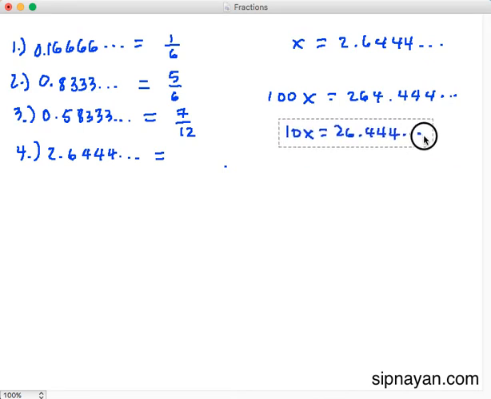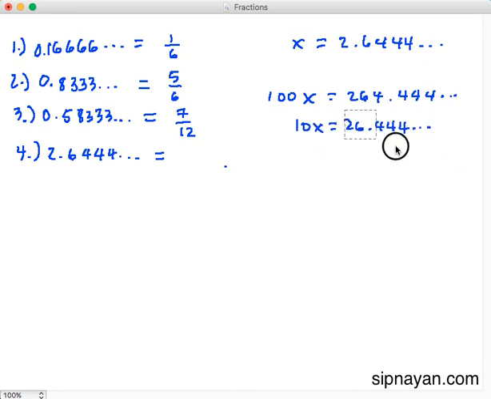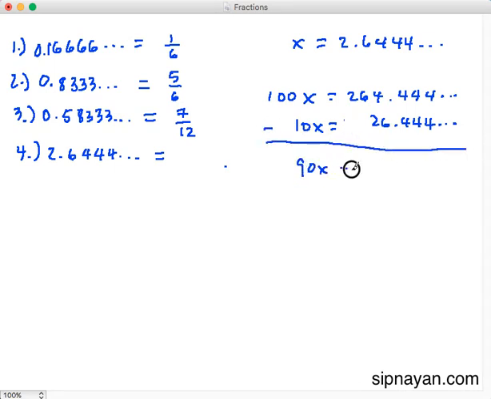So pwede natin itong ibaba siguro, yung 10x, kasi magsasubtract tayo. And then we align the decimal point, no? Sa pag-subtract, dapat ina-align natin yung decimal point, no? So, be careful. So, this is 90x equals what is 264 minus 26? Kasi mawawala na to. So that's 8. 14 minus 6 is 8. This becomes 5. Tama ba? This becomes 5. 5 minus 2 is 3. So 238 over 90.